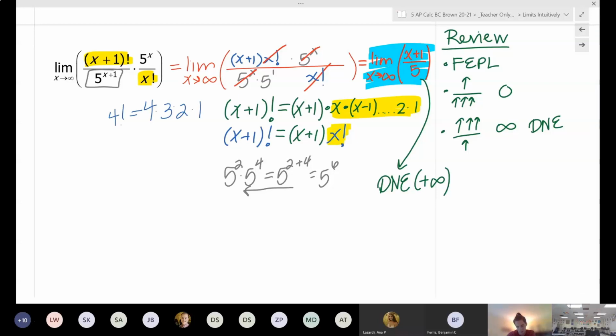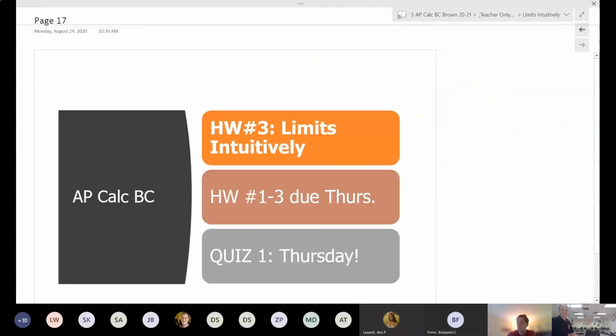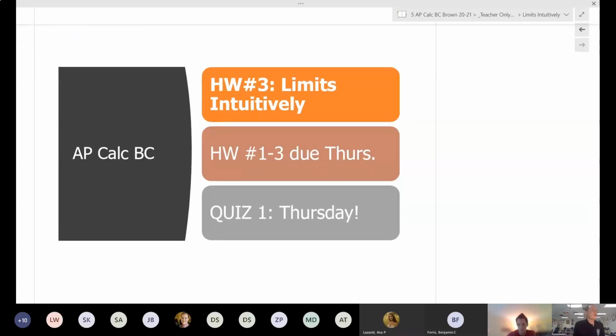Any questions on that problem or anything else I can go back and clarify? All right, so that's the end of my notes today. It's almost 1 o'clock, so there are about 10 minutes left of class. The homework assignments you have so far are homework 1, 2, and 3. And those are basically going to be the topics that are on your quiz on Thursday. Tomorrow is just a work day.